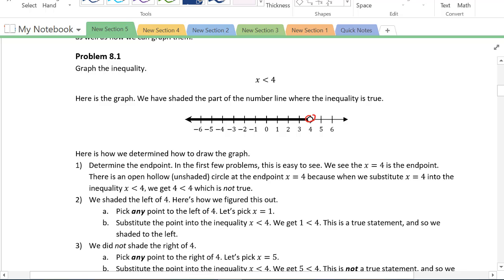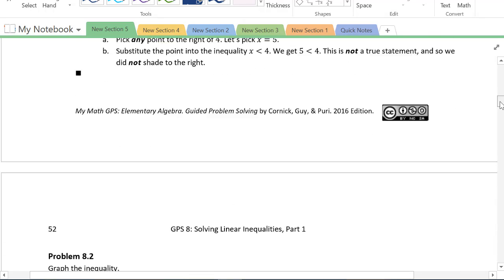So where is x smaller on a number line? On a number line, everything to the left is smaller, and everything to the right side is bigger. So if you want bigger, you would shade to the right. If you want smaller, you would shade to the left. So let's look at another example.